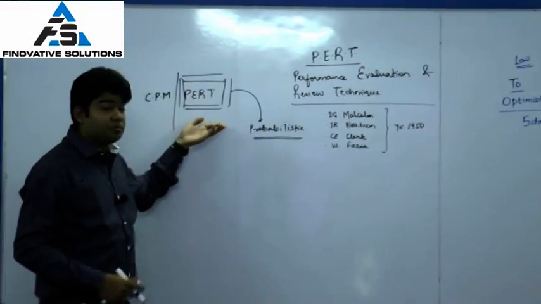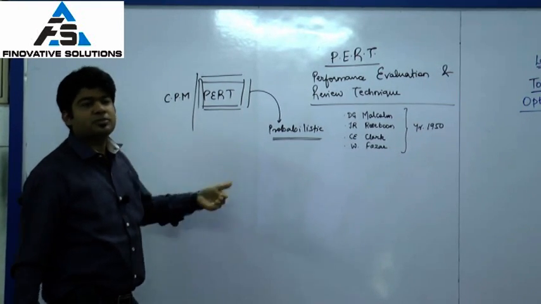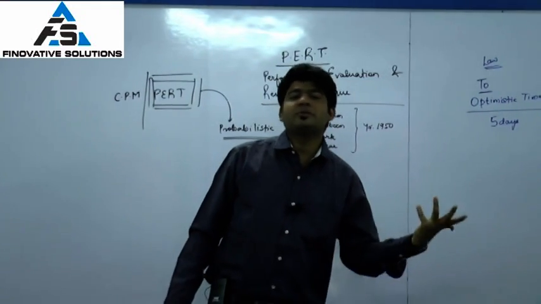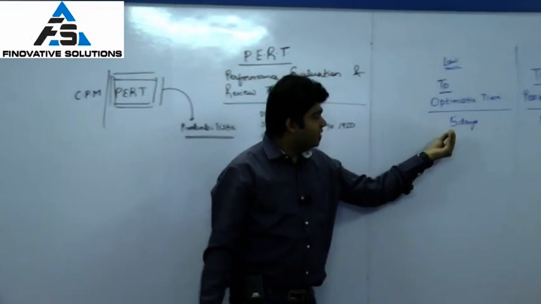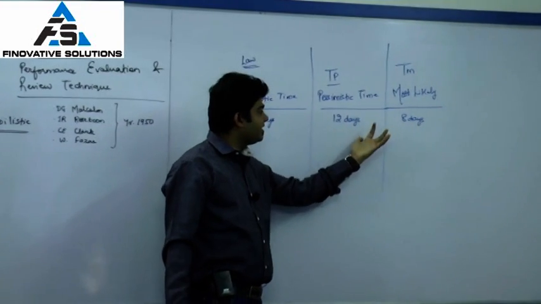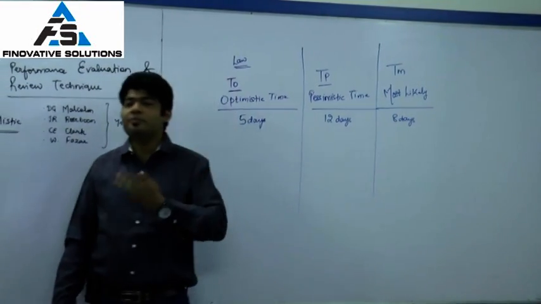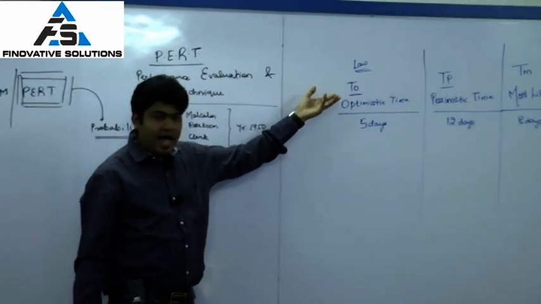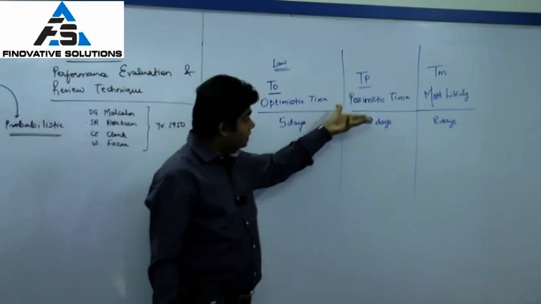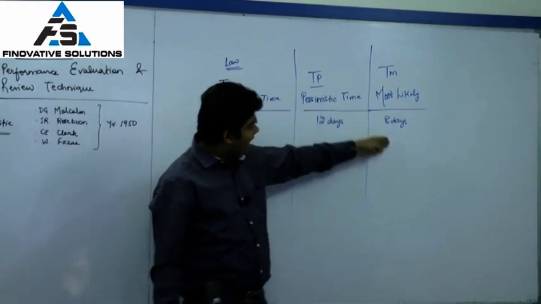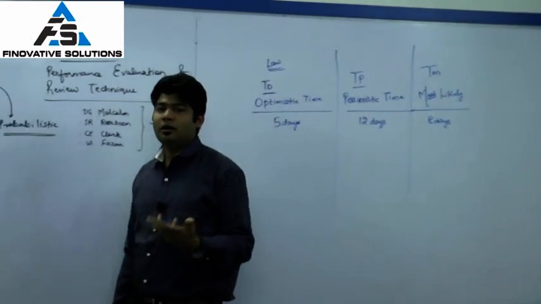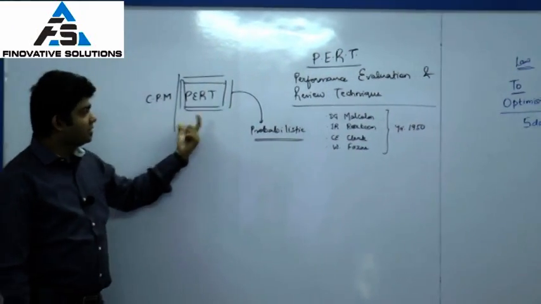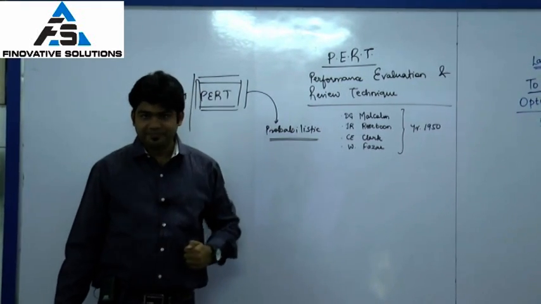Same is the case with PERT projects. The PERT projects are those projects which are relatively newer. So the project manager is not aware whether he is going to take 5 days, 12 days, or 8 days. So he comes out with a probability that he may take 5 days as an optimistic time, 12 days as a pessimistic time, and 8 days as a most likely time. So that is where we say that PERT is probabilistic in nature.